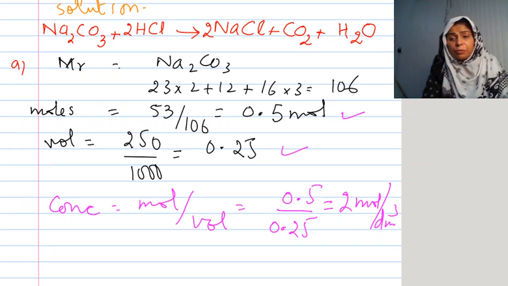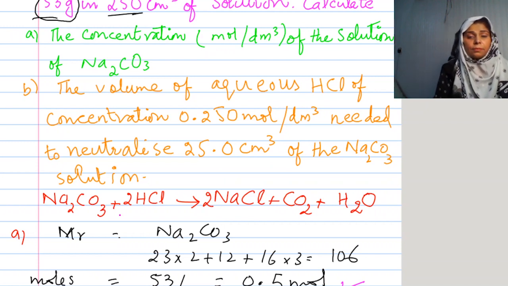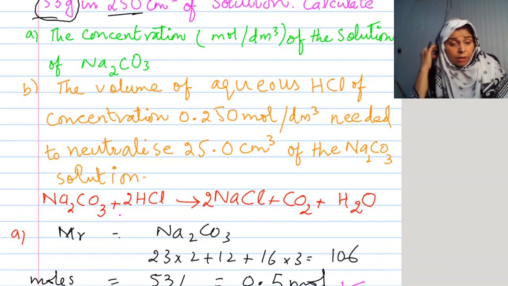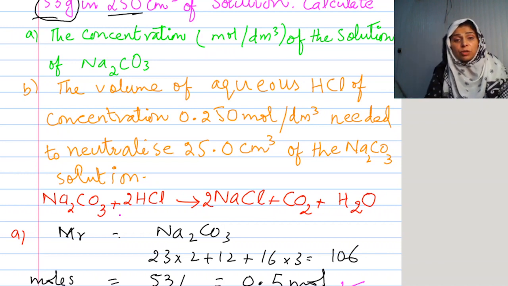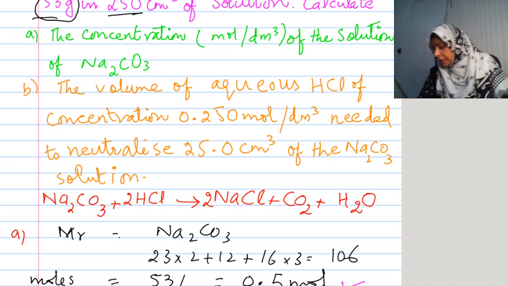Then in the next, what we have to do in the second part? Yes, the volume of aqueous HCl of the given concentration needed to neutralize 25.0 centimeter cube of the Na2CO3. What we have to calculate? The volume of HCl, right? And the volume to neutralize is given. Okay, moles we already have. First of all, we have to calculate the moles of Na2CO3, then we will move ahead, right? Then we will do the ratio method. First, we will get the moles.